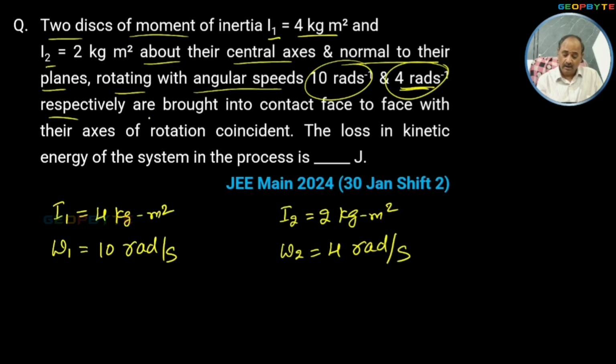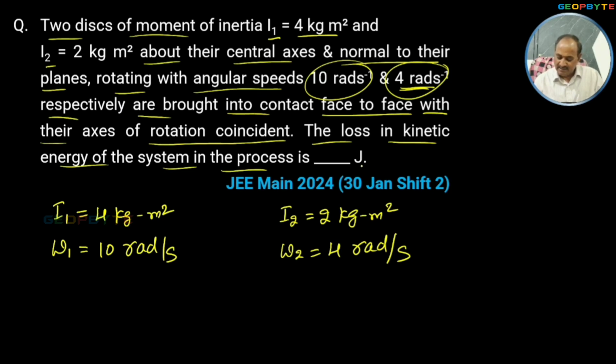Respectively, they are brought into contact face to face with their axis of rotation coincident. While the two disks are rotating, they make contact between the two faces such that the axis of rotation for both disks remains the same. Then the loss in kinetic energy of the system in the process is dash in joules. What is the loss of rotational kinetic energy? Because it is maintaining only rotational motion, which is in joules.